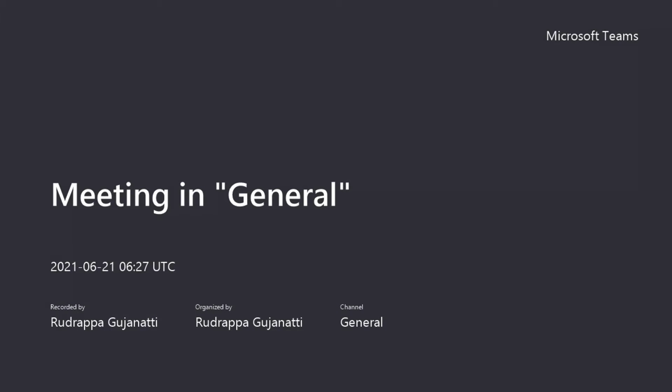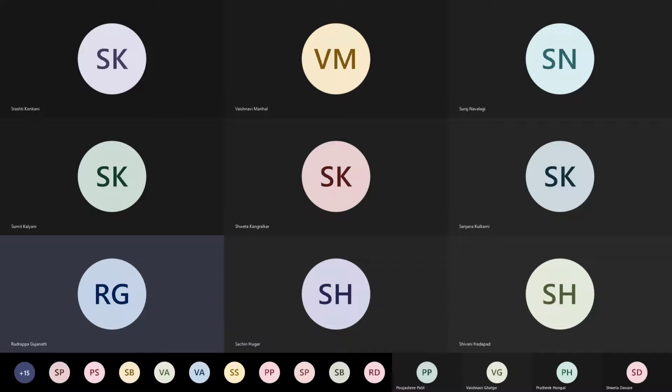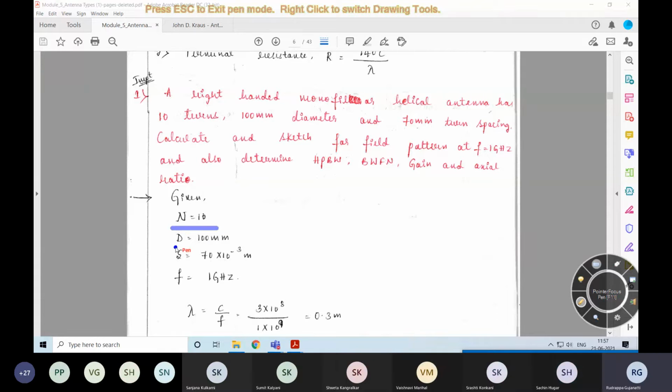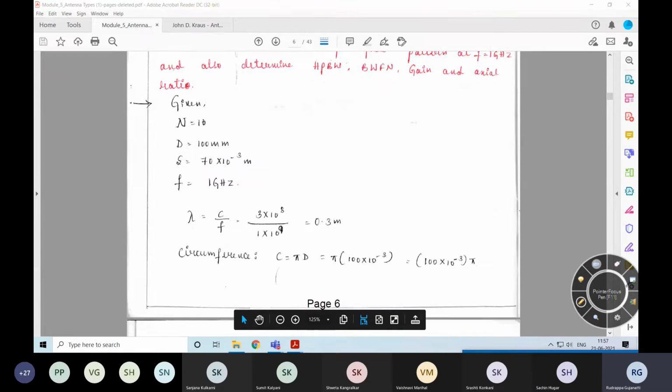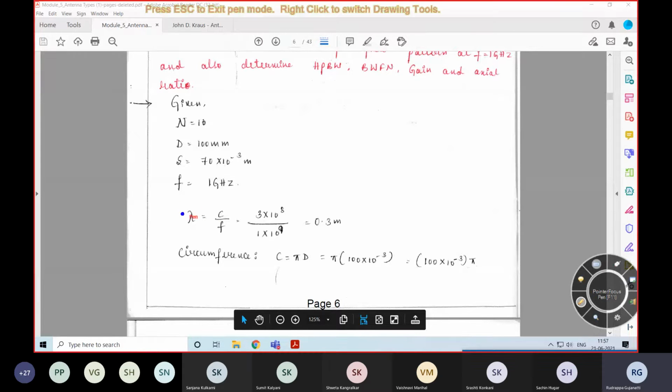We can observe what are the parameters which they have specified. They have specified that there are 10 turns. The diameter of the helical antenna, what we have represented, is 100 millimeter. Then the spacing between two successive turns is 70 millimeter, and the frequency at which it is operating is given by 1 gigahertz. So the first parameter what you have to identify is the operating wavelength.